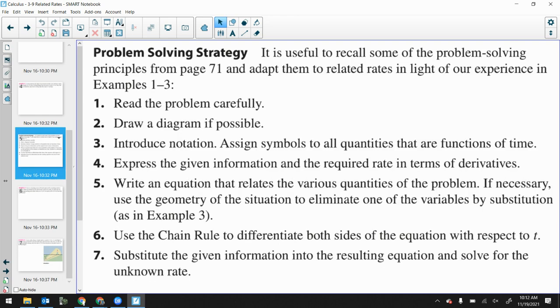Now, I kind of skipped past this slide for time's sake yesterday, but I like to talk through it again today, just as a good refresher on what to do with these related rates problems.